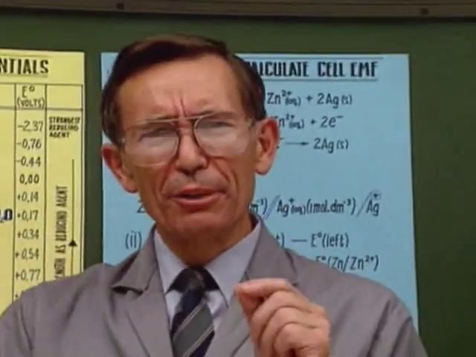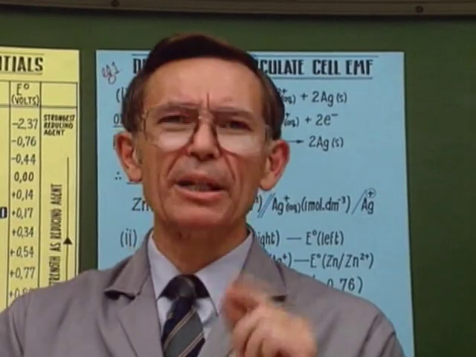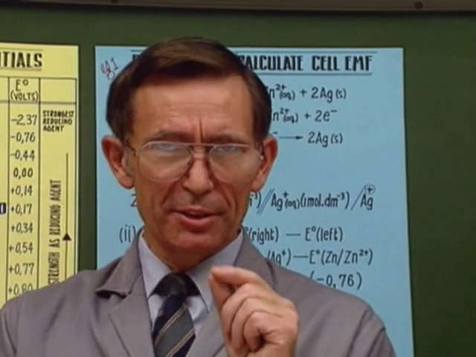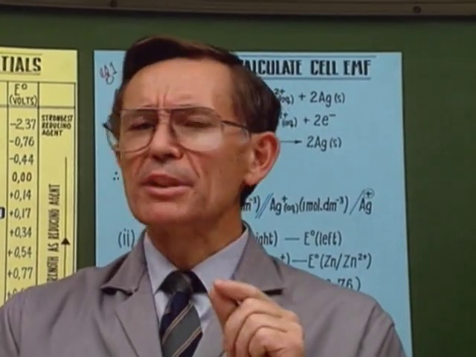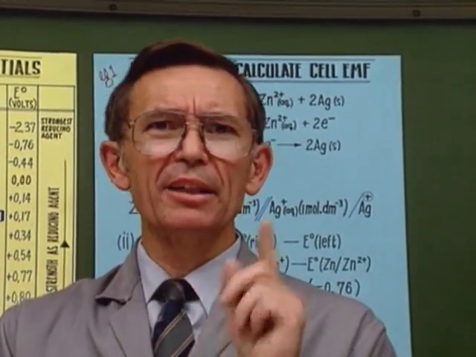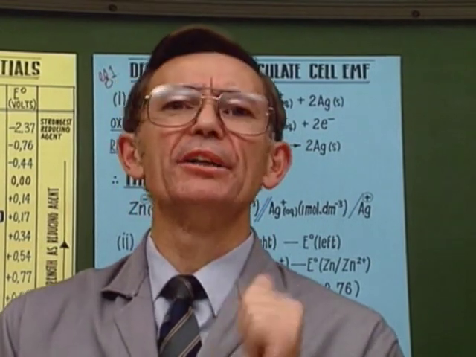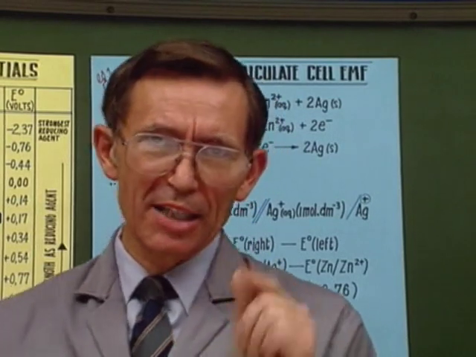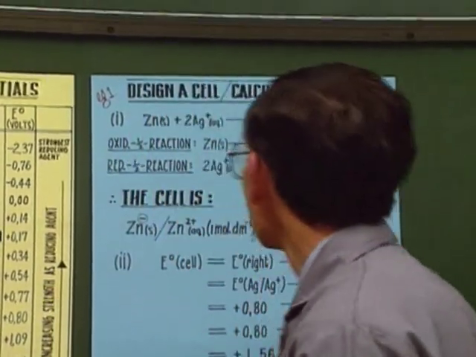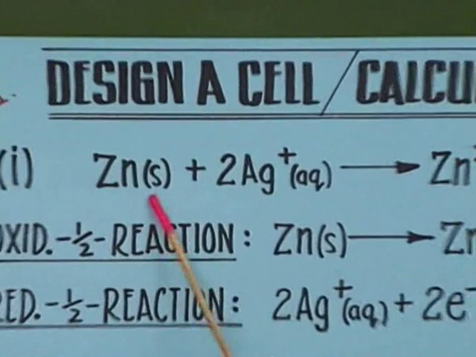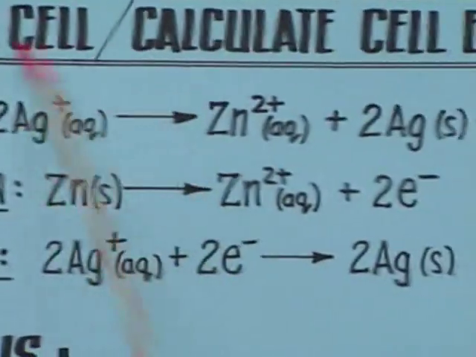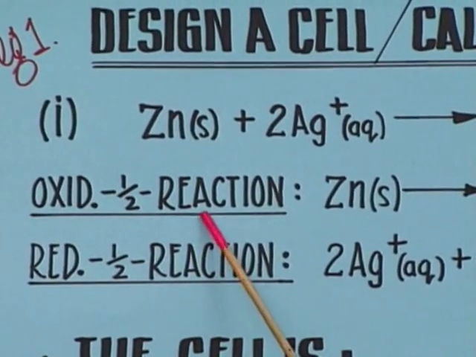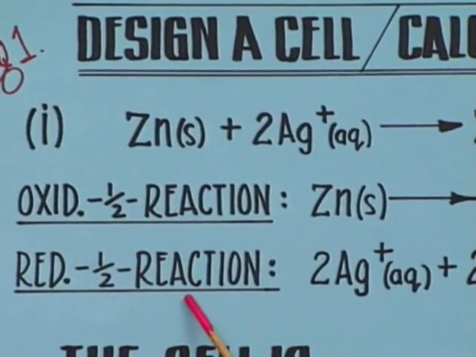Now that we've laid a firm foundation of basic concepts, we are ready to discuss a few applications of the standard electrode potential series. One of the problems that we have sometimes is to find the standard cell potential of an electrochemical cell. Let us say the problem is that we have to design an electrochemical cell based on this spontaneous reaction here. The first step is to identify the oxidation half reaction and the reduction half reaction.